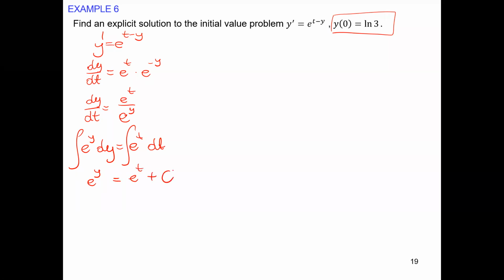Okay. Now we have to solve for y. I will take the natural log of both sides, ln and ln.